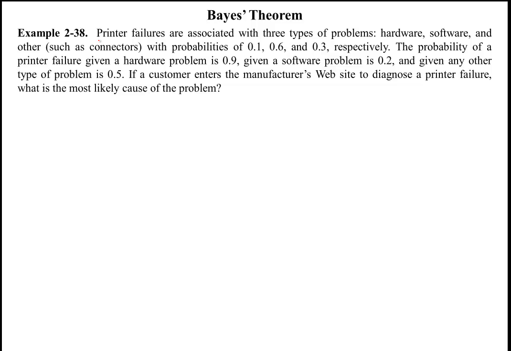We have conditional probabilities, and in the end we're trying to find a conditional probability, so labeling is very, very important. So let's start off. We have printer failures. Okay, printer failures. Let's label that the event F.